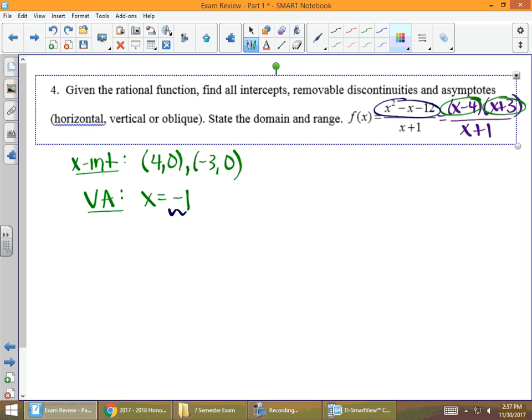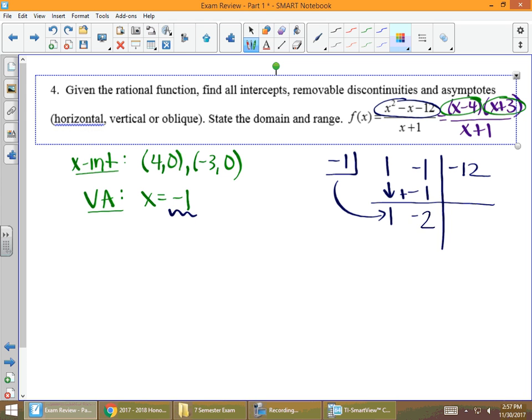So I'm going to use this negative 1. I'm just going to do synthetic division on the top there. So it's 1x squared, negative 1x, negative 12. When we're doing synthetic division, we bring down the 1, that leading coefficient, and then multiply here. Negative 1 times 1 is negative 1. Add vertically. Negative 1 plus negative 1 is negative 2. And you'll remember we don't care about the remainder. So my oblique asymptote here is y equals x minus 2.